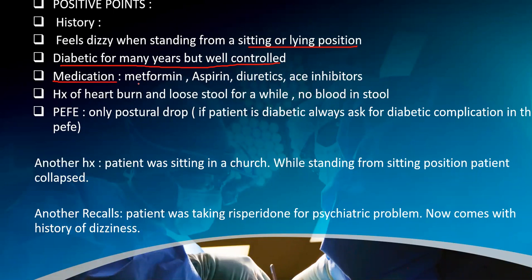Patient is on some medication: metformin, aspirin, diuretics, and ACE inhibitors. History of heartburn, loose stool for a while, but there is no blood in the stool. Why are you asking that? Because feeling dizziness can be related to anemia, and in elderly patients having anemia, most of the time we want to know if they are having any melena or any blood in the stool. And then in the physical examination, the only positive finding that you have got is postural drop. So that's one of the histories.